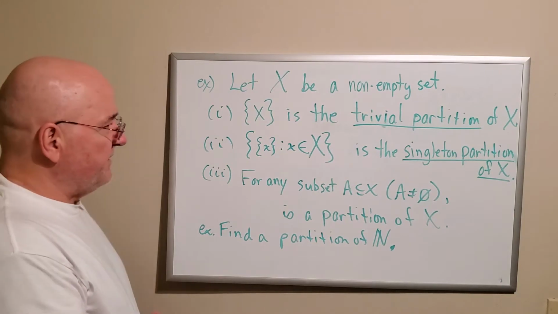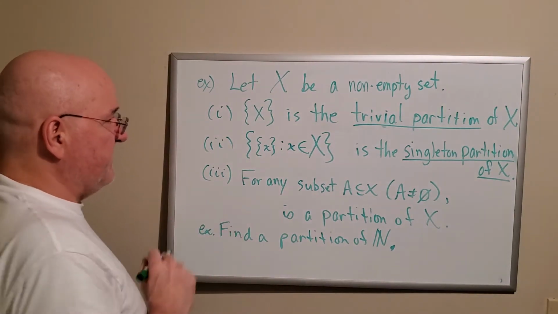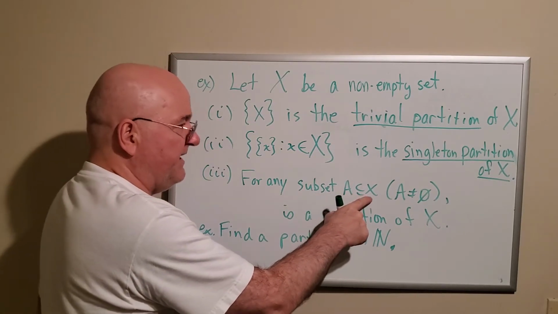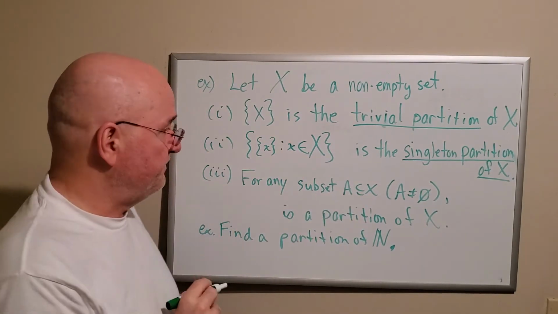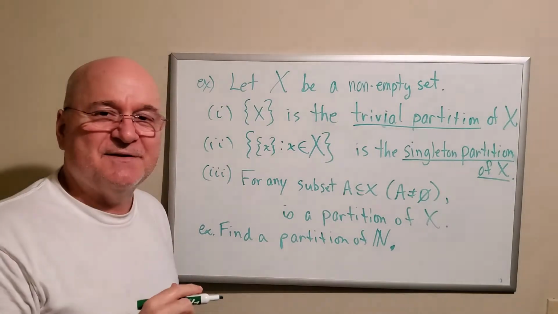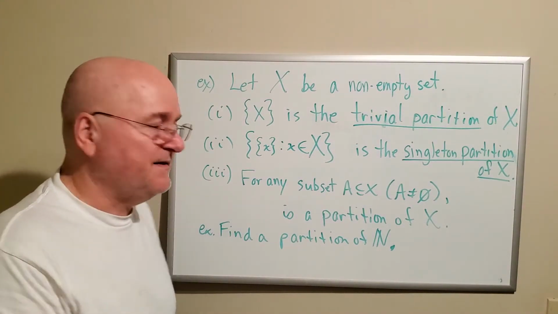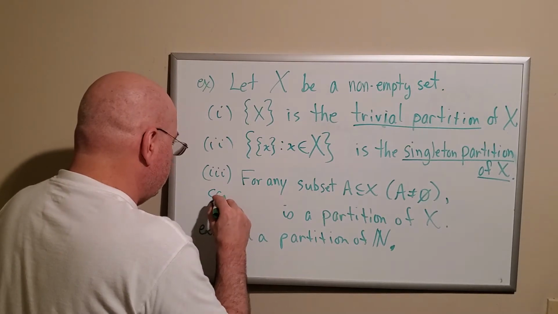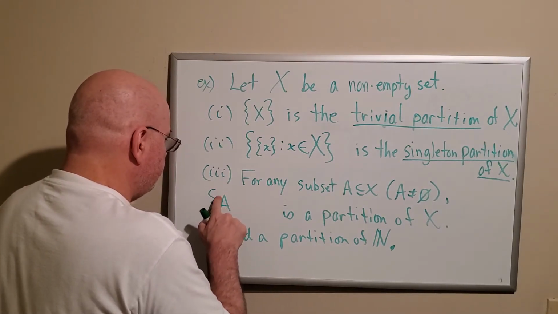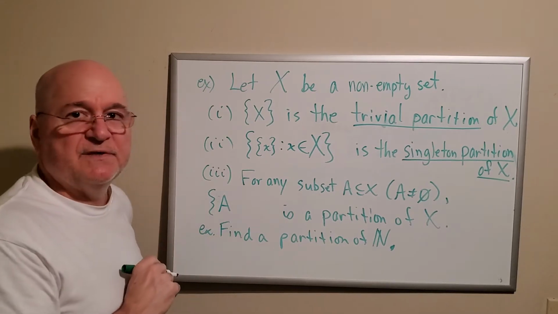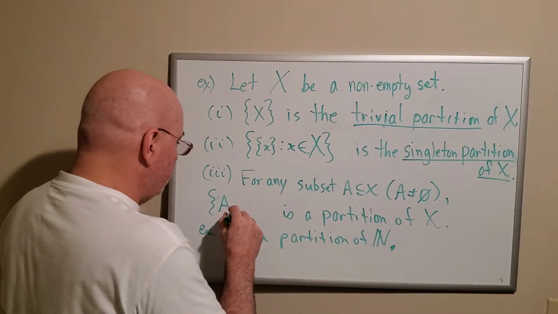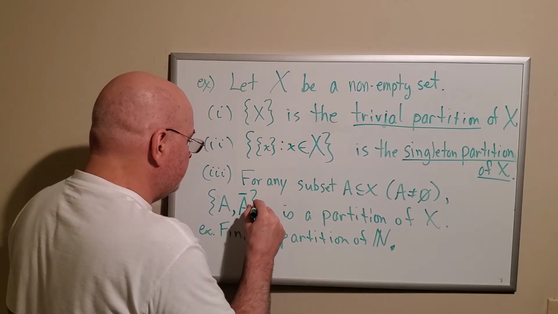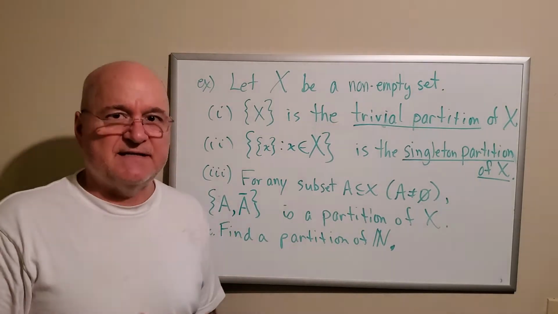Now the last one just says that for any subset A of X that's not empty, you can easily find a partition. Just take any subset. Make A, A is already a subset. I don't need squiggly brackets around it. And then I'm going to write down A complement. Everything that is not A.